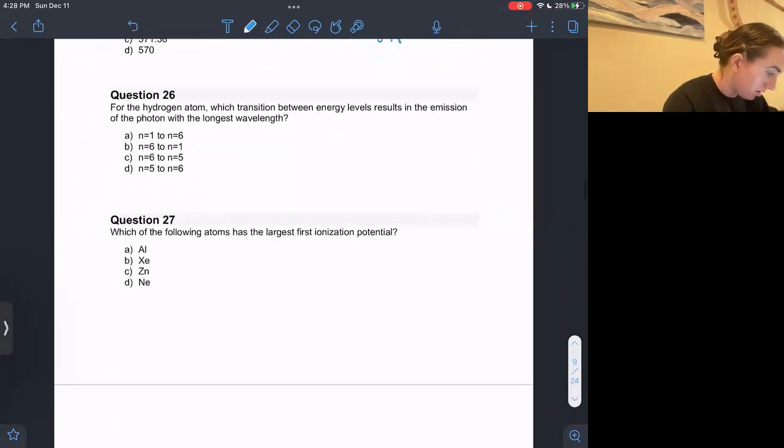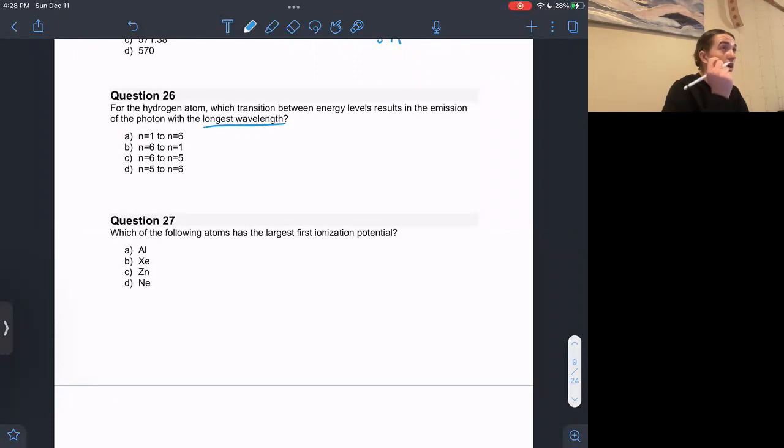Okay. For the hydrogen atom, which transition between energy levels results in the emission of a photon with the longest wavelength? Okay, so I know longest wavelength. I know my wavelength and energy are inversely related.